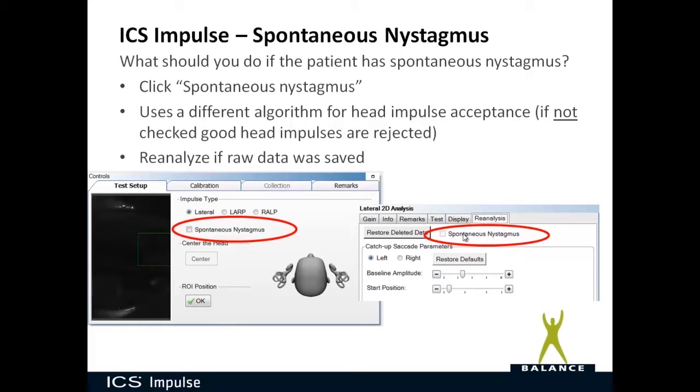Now, where do you turn on that raw data? It's in your options. So head impulse options, there's a checkbox up at the top left corner that says Save Raw Data. You have to have Save Raw Data on in order to be able to reanalyze the spontaneous nystagmus.